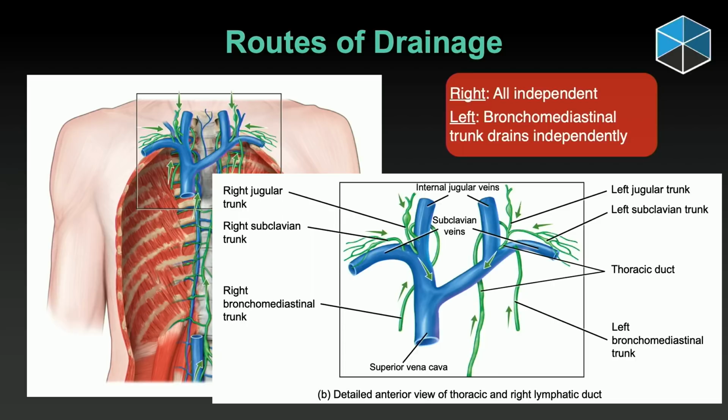On the right-hand side, they all do it independently. That yellow area is drained through 3 different trunks. They all return lymph independently. On the left side, only the really hard one to remember, the long word, the bronchomediastinal, returns lymph independently. All of the other trunks from the lower limbs, the lumbar trunks, the intestinal trunk, the jugular, the subclavian, they all merge into the thoracic duct, the most important, most noticeable, longest lymphatic duct in the body.